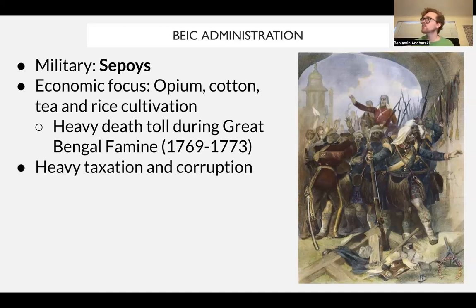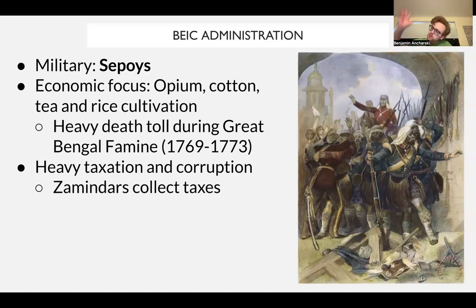But we do see that the British East India Company is, at the end of the day, a company. A company exists to make money. And we do see that this incentive, of money generation, I should say, does lead to massive amounts of corruption. It leads to very high taxes. So we do see that these are underlying issues, tensions between native Indians and the British.